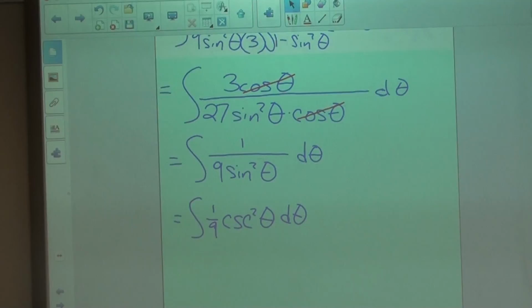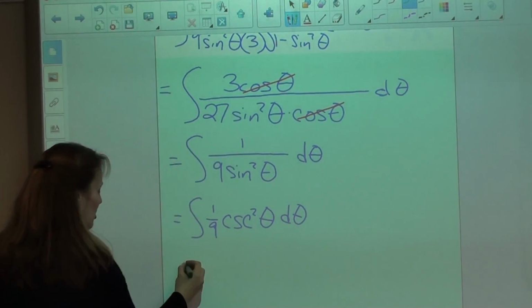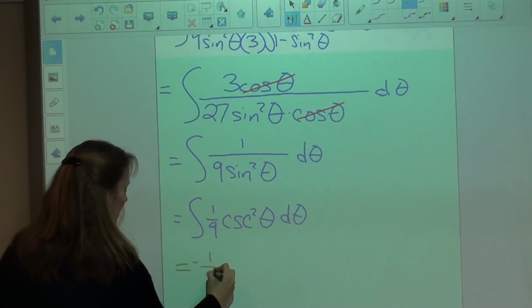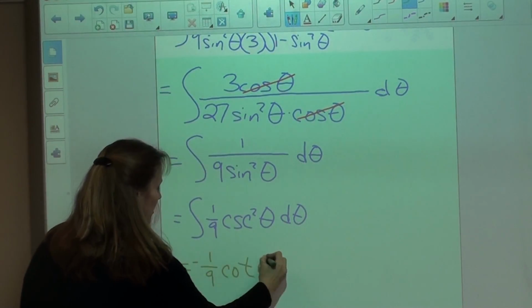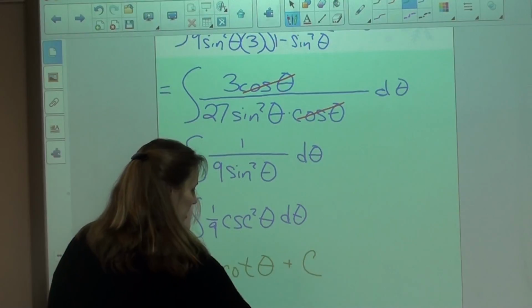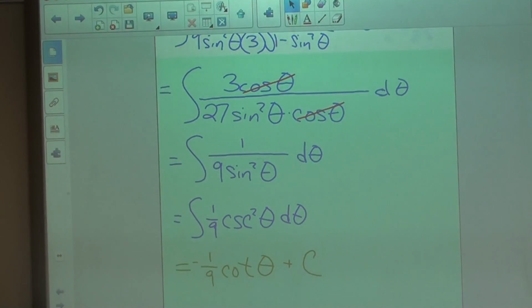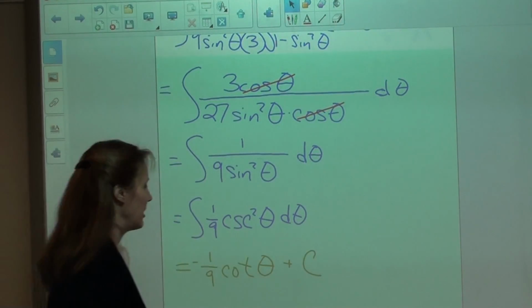What is it? Negative, something else. Negative cotangent. Yes, it is. See? Good. All right, yes, it's negative cotangent. So I end up with negative 1/9 cotan theta plus c. And then we're done? No. Why not? We have to go back and write in terms of x, right?